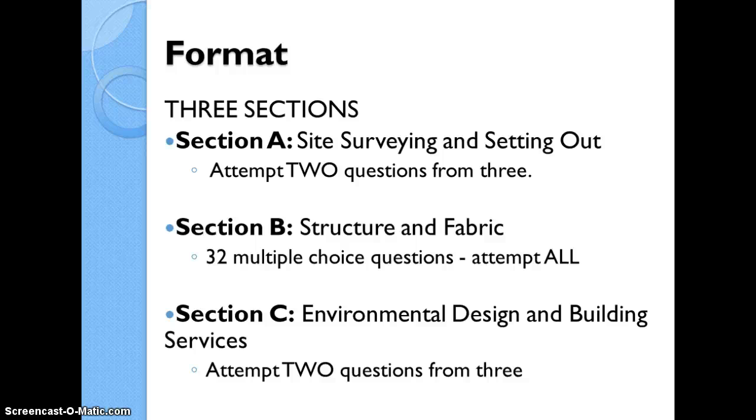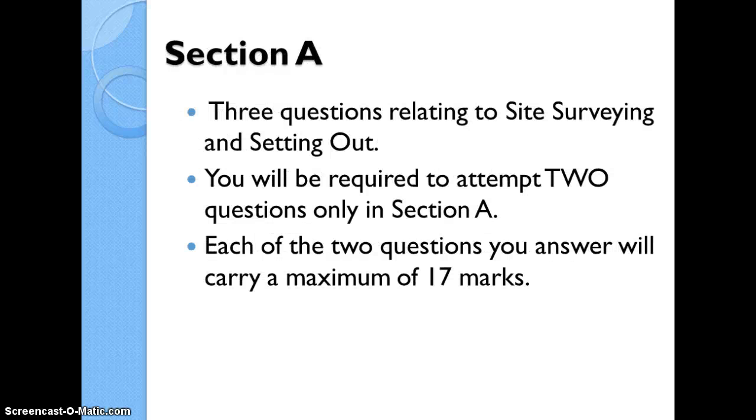Section B deals with the material that myself and John Begg covered, essentially covering structure and fabric of residential buildings. There are 32 multiple choice questions in that section, and you're expected to attempt all of those. Section C covers Colin's section, dealing primarily with environmental design and building services. Again, there are 3 questions in that section, and you're expected to attempt 2 of them.